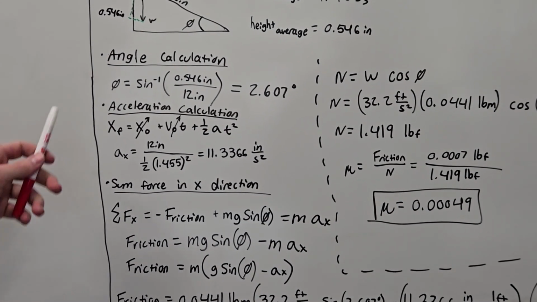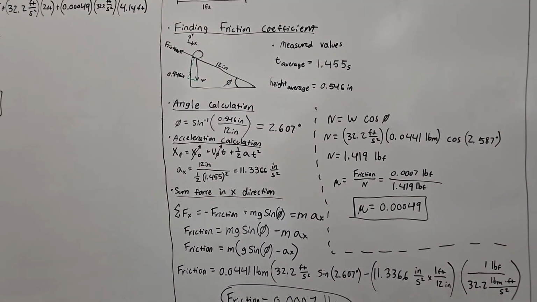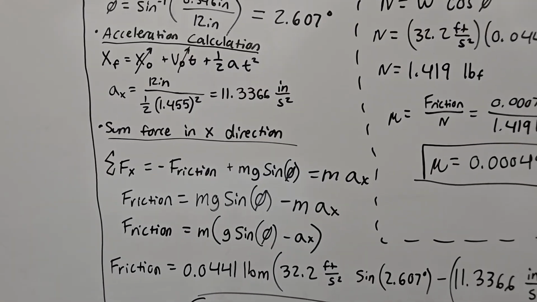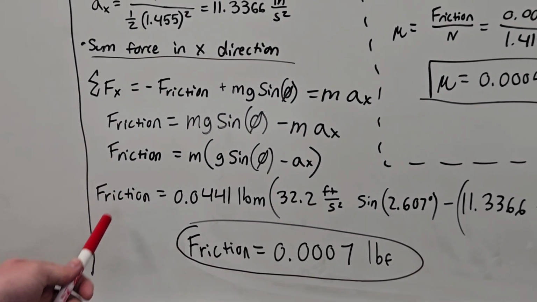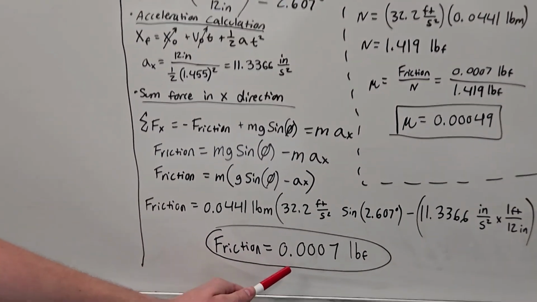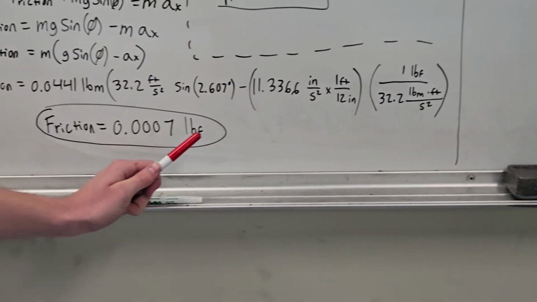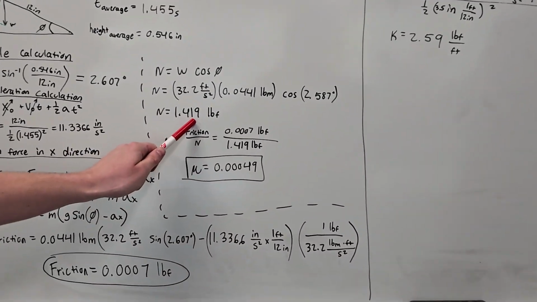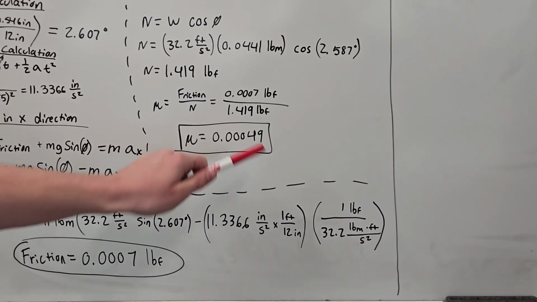We then calculated the acceleration the ball has as it rolls down. You can see that calculation here. It was about 11.3366 inches per second squared of acceleration downwards. Summing forces in the x direction, we were able to come up with this equation to find our friction in this specific setup. The force of friction we came up with was pretty low at 0.0007 pounds force. From this and our normal force calculation here, we found that our friction coefficient was about 0.00049.